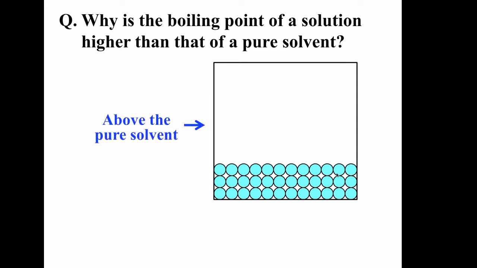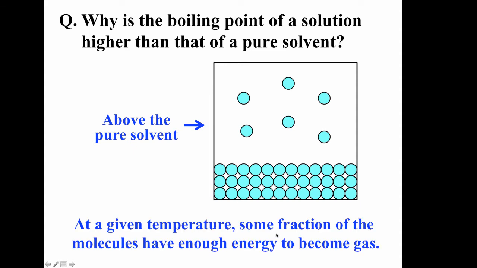Now, when we have a pure solvent, here we have blue spheres representing solvent molecules, and that's all we've got. It's 100% solvent. Above the solvent, there's going to be some molecules that were liquid molecules that overcame their intermolecular forces and escaped into the gas phase, and they exert a pressure, which is called the vapor pressure of that solvent at that temperature. So at a given temperature, a fraction of the molecules have enough energy to become gas. The fraction of the molecules with that enough energy depends upon what particular solvent we're dealing with and what temperature we are at.